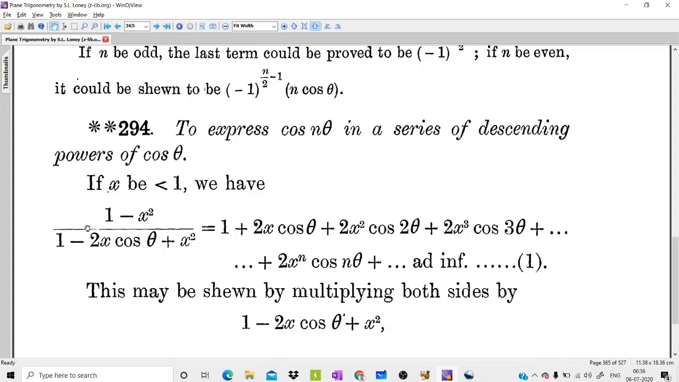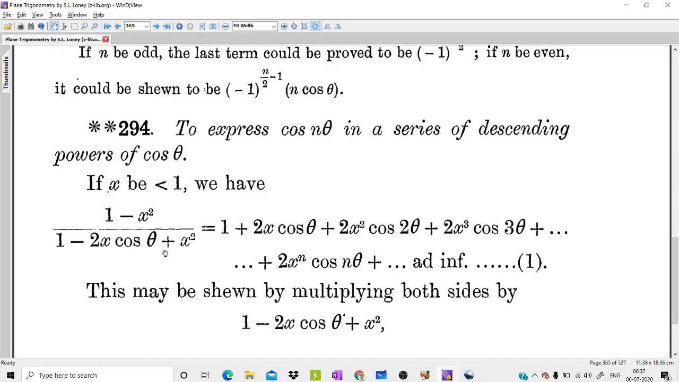So in order to get the expression for cos n theta, we will use this identity. For that, from the right we have 2x raised to n cos n theta. From that you will get the expression for cos n theta as the coefficient of x raised to n divided by 2. So from the right we will collect the coefficient of x raised to n first, that is 2 cosine theta, that will be equal to the coefficient of x raised to n from the left.